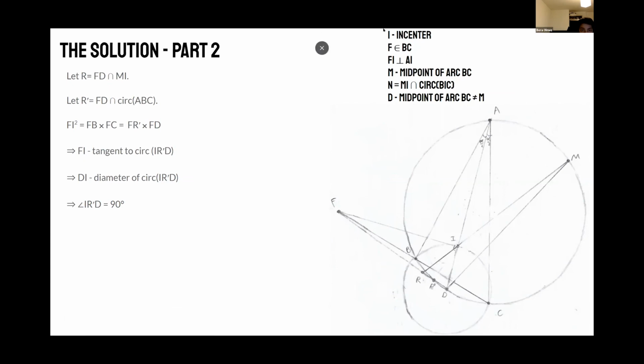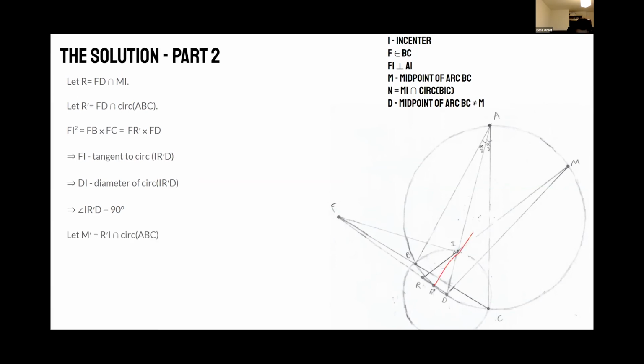So now we introduce this point M prime, which will be R prime I intersection with M prime. I didn't introduce it before because it kind of spoils some stuff, I guess.